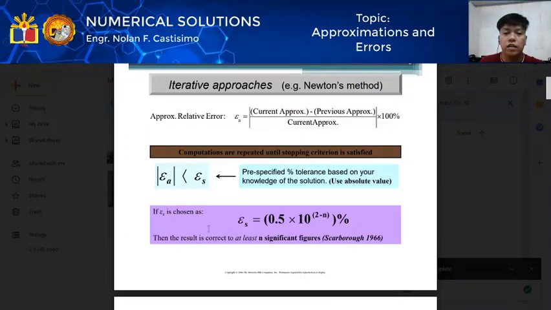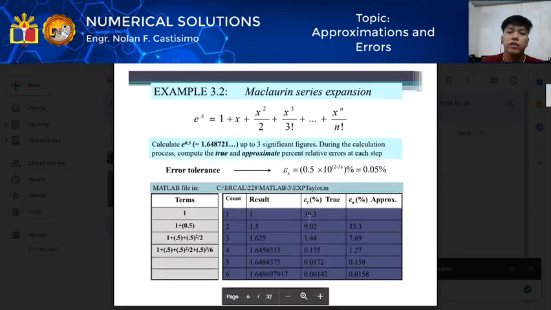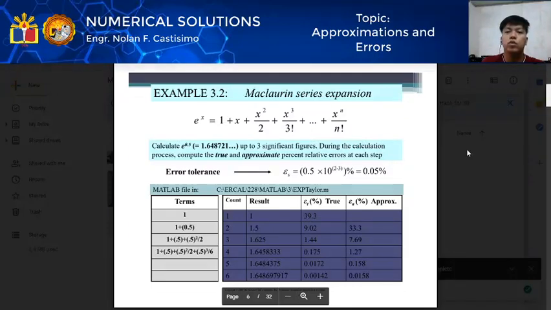Error tolerance is equivalent to (0.5 times 10 raised to 2 minus n) percent. So, percent yan. Yung tolerance natin is naka-percent. Error tolerance. Okay. Next. So, we have here the example number 2. So, Maclaurin series expansion.